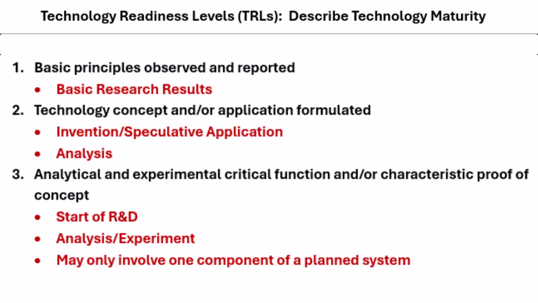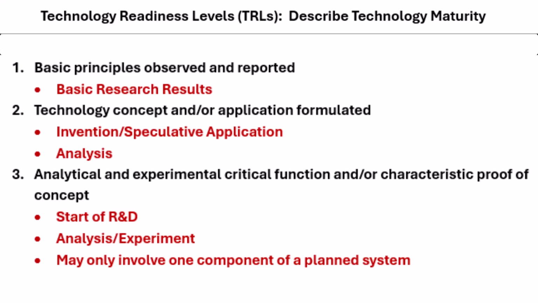First, we'll look at technology readiness levels, or TRLs. These describe the maturity of a technology. Once some basic research has been done and results are available, the technology has reached TRL 1, where basic principles have been observed and reported. The levels increase from there through TRL 2, formulation of a speculative application or invention, and then analysis to see if it will be feasible.